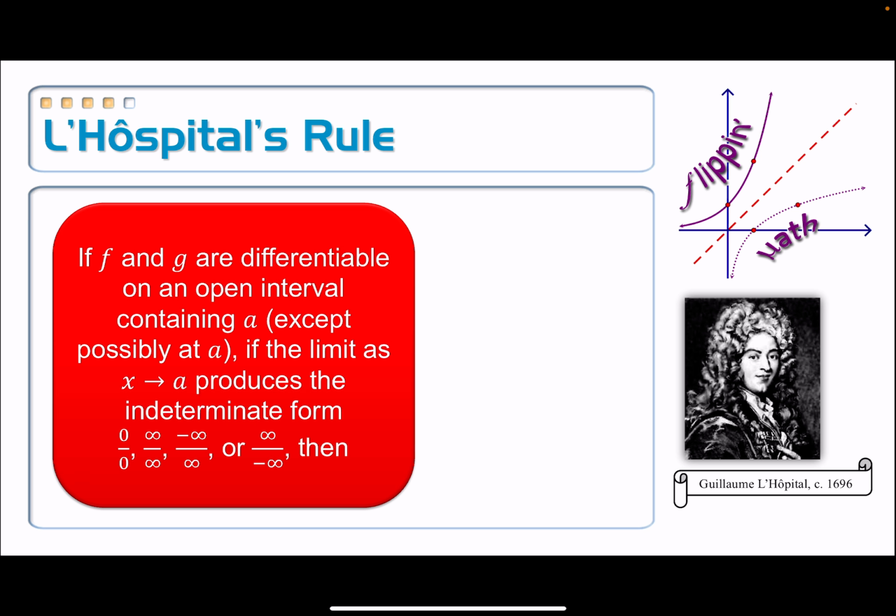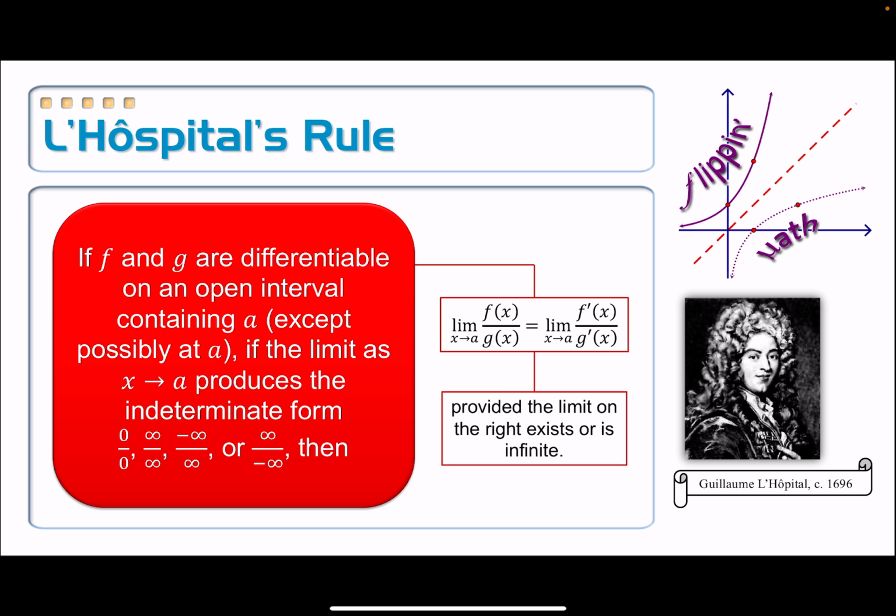If f and g are differentiable on an open interval containing a, except possibly at a, why do they have to be differentiable? Because L'Hopital's rule is telling us to take the derivative of the top and the bottom. So, of course, they have to be differentiable. If the limit as x approaches a produces the indeterminate form 0 over 0 or infinity over infinity, or you can have the negative sign thrown in there someplace, then the limit as x approaches a of f of x over g of x is going to be equal to the limit as x approaches a of f prime of x over g prime of x. You just take the derivative of the top and the derivative of the bottom. This is not the quotient rule.